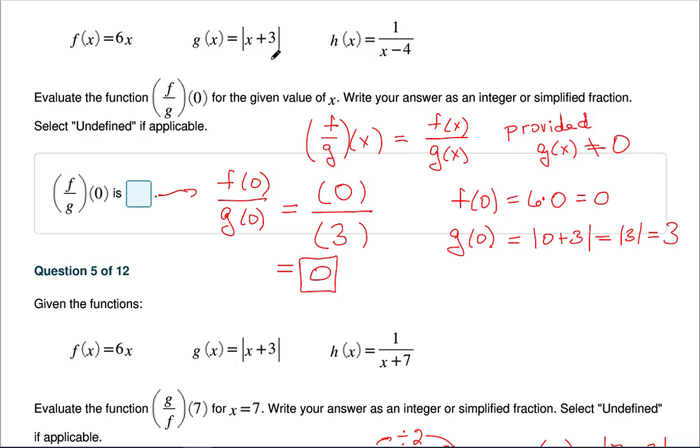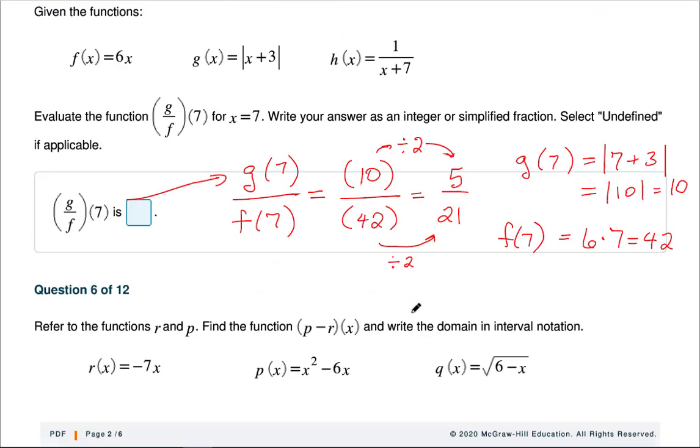G of 0. G is this absolute value. So I get 0 plus 3. Absolute value of 3 is 3. We get 0 over 3, which is 0. Okay, 0 on the top is fine. We just don't want 0 on the bottom.